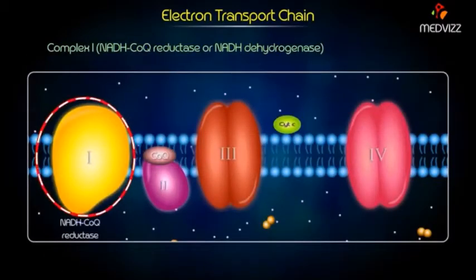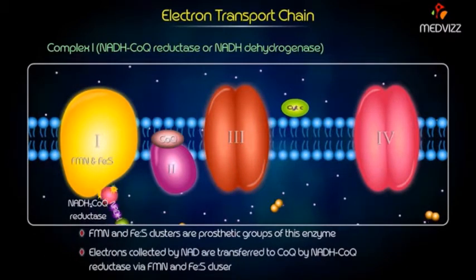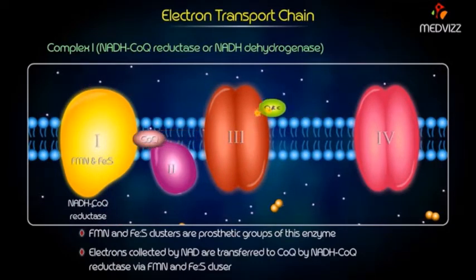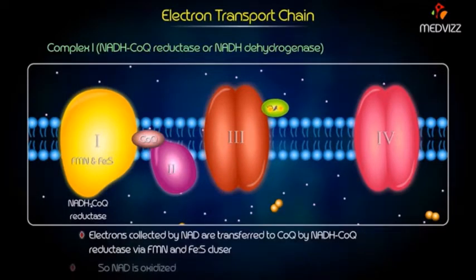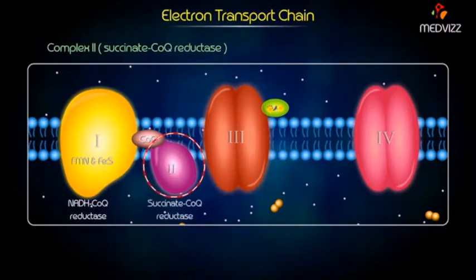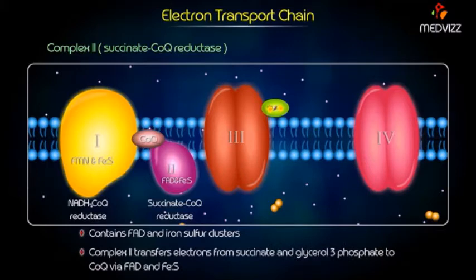Complex 1 is NADH coenzyme Q reductase, or NADH dehydrogenase. FMN and iron-sulfur clusters are prosthetic groups of this enzyme. Electrons collected by NAD are transferred to coenzyme Q by NADH coenzyme Q reductase via FMN and iron-sulfur cluster. So NADH is oxidized. Complex 2 is succinate coenzyme Q reductase. It also contains FAD and iron-sulfur clusters. Complex 2 transfers electrons from succinate and glycerol 3-phosphate to coenzyme Q via FAD and iron-sulfur cluster.